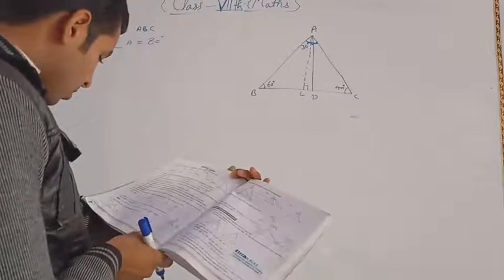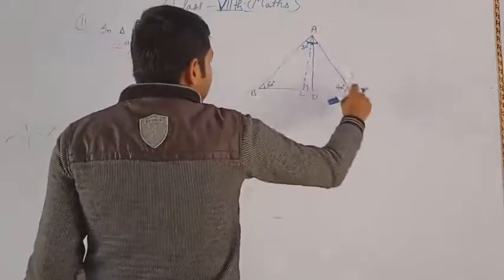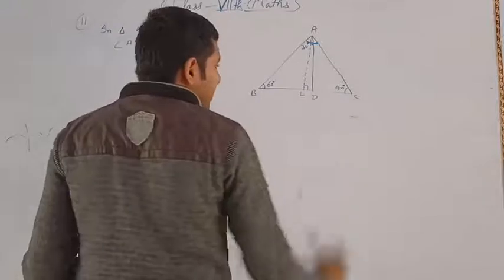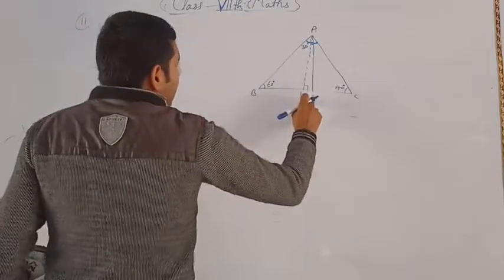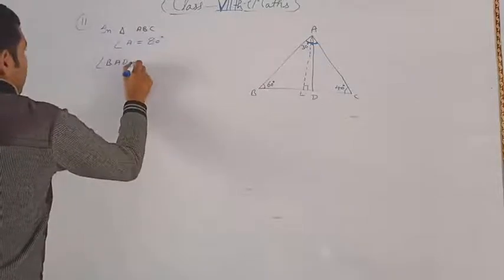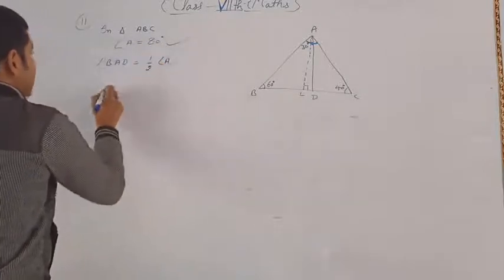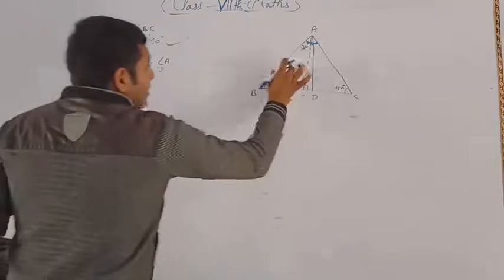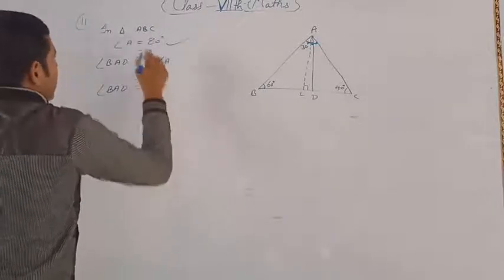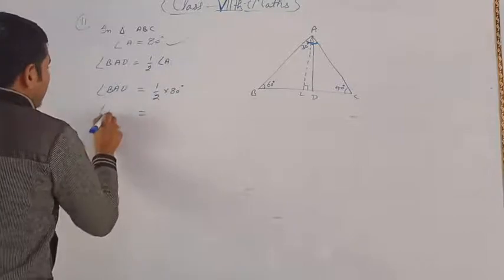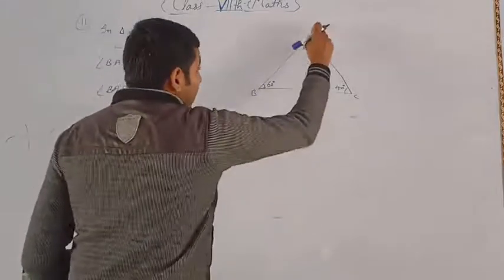From here, it is also given that angle BAD is equal to half of angle A. So angle BAD is equal to half the angle A. Also, as given above, angle A is equal to 80 degrees, and angle BAL is given as 30 degrees. Angle A is the value of angle BAC.